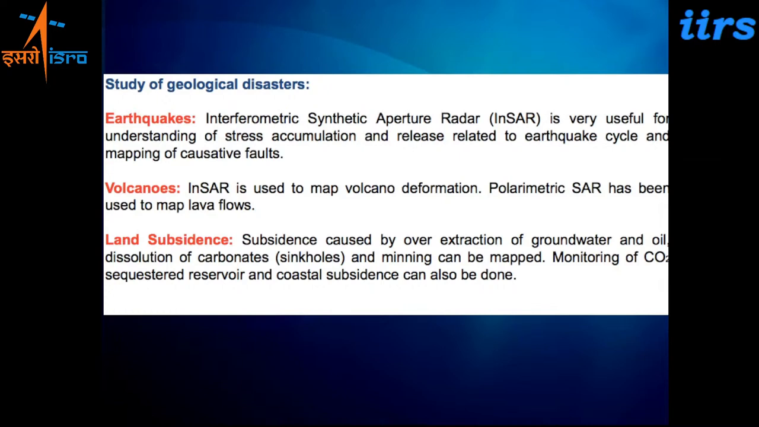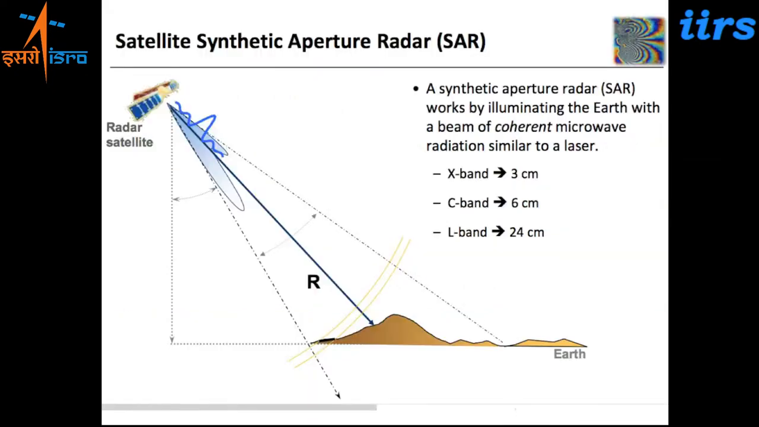There is a large amount of land subsidence happening at various locations, either due to the extraction of groundwater or oil, or maybe due to coal fires, or maybe in coastal areas because of some other processes. So these types of very small or fine scale land subsidence can also be monitored using these types of SAR systems, and there will be certain lectures in detail which will provide you this information.